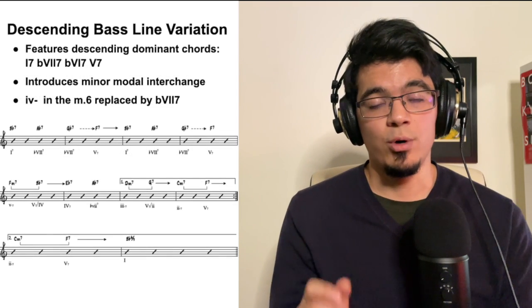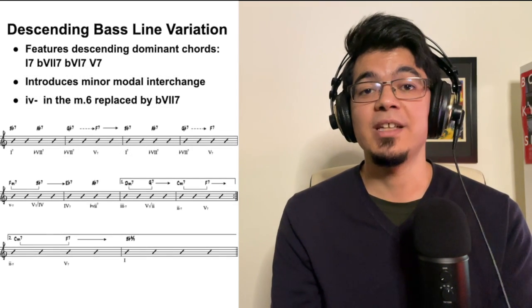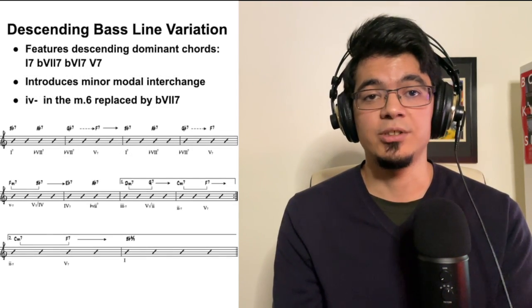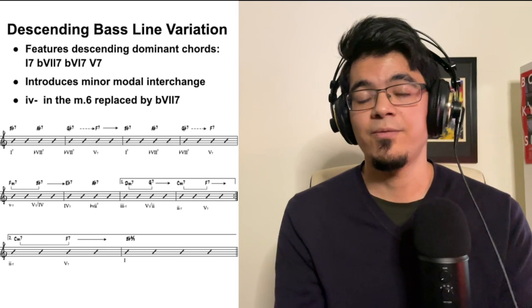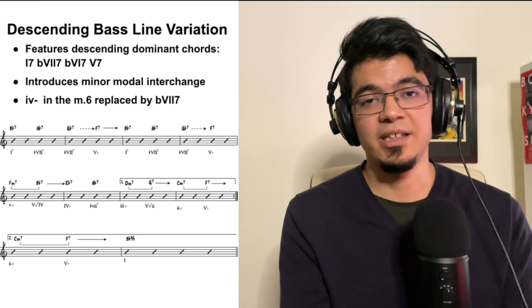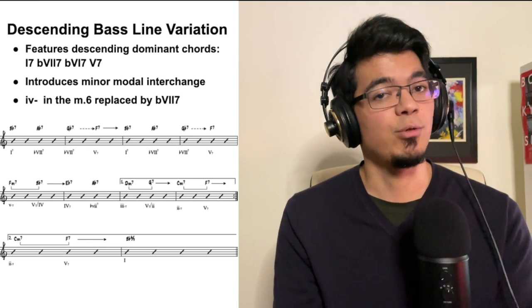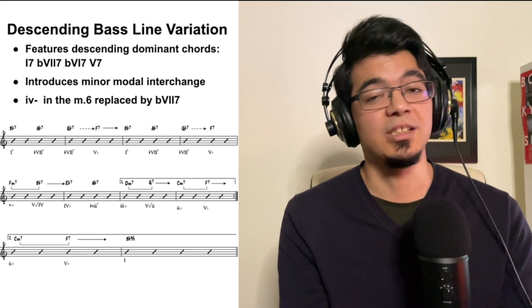This next rhythm changes form is what is commonly known as the descending bassline variation, or the chord progression to Jimmy Heath's CTA. What you'll notice about this form is it features a cycle of descending dominant chords, going from our 1, flat 7, flat 6 to 5. This then repeats, as we did with our 1, 6, 2, 5 in the past.